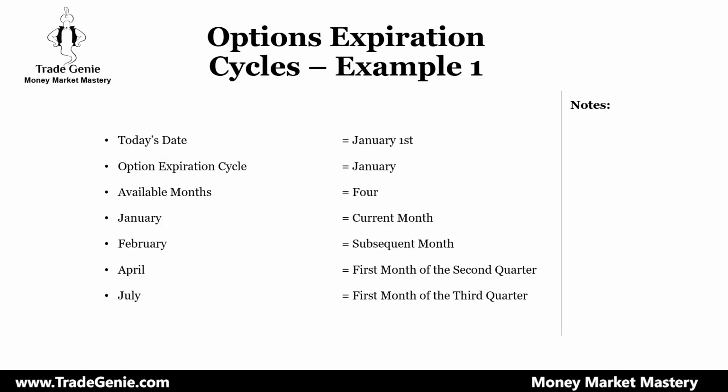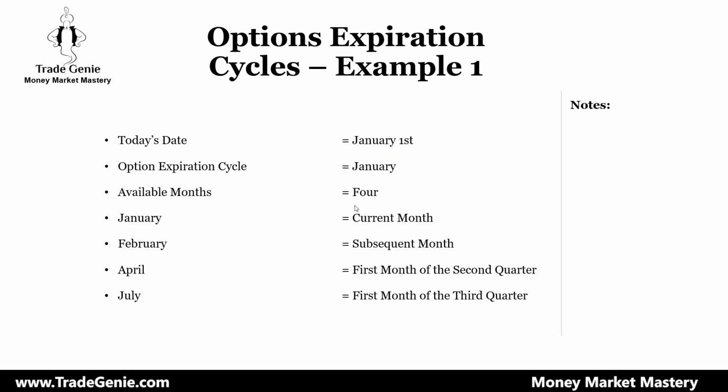Now, option expiration cycle example. Okay, here is the example. I already explained an example to you, but here is the example in written form. So option expiration cycle example 1. Let's think that today is January 1st, and the stock has been assigned a January cycle.